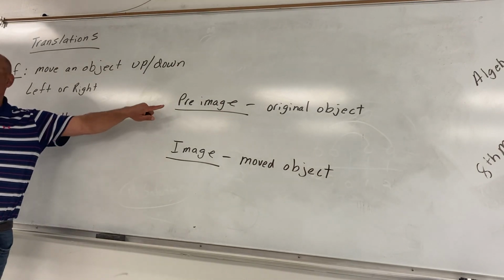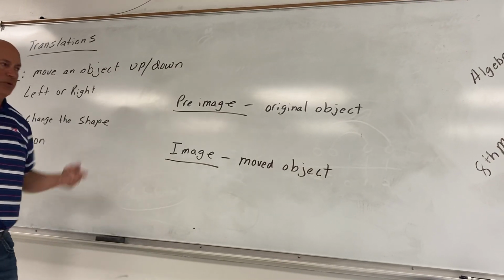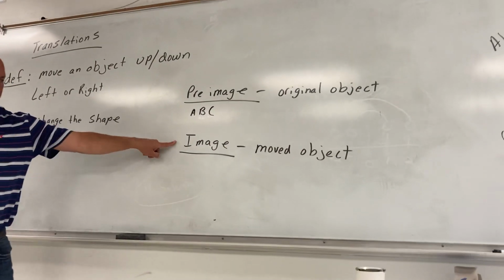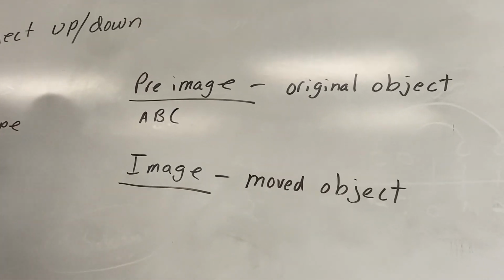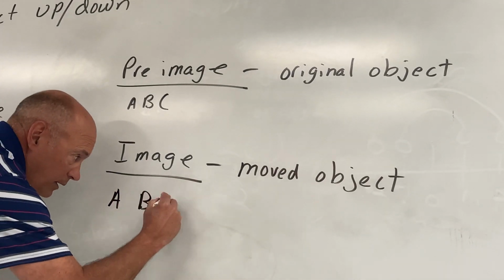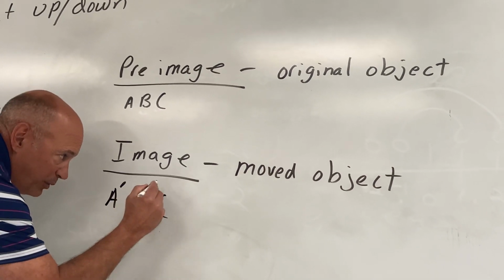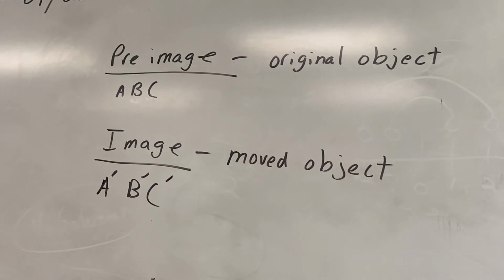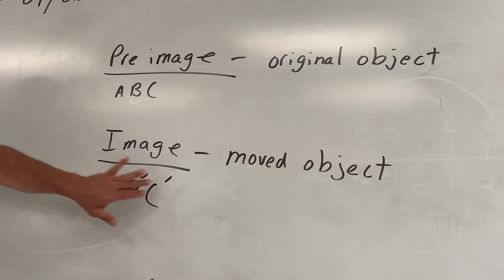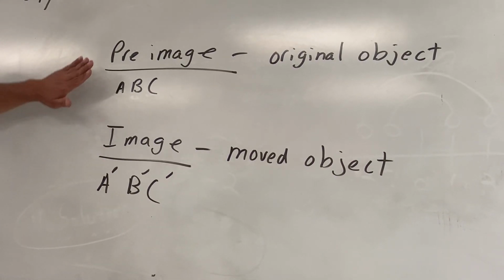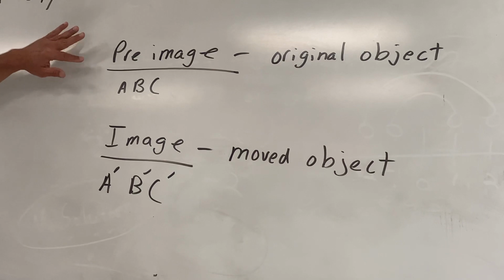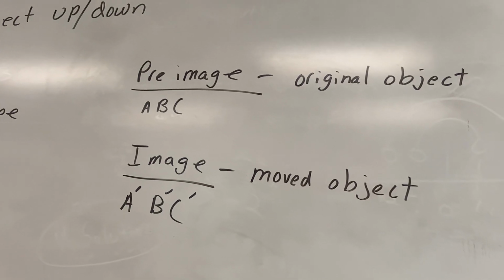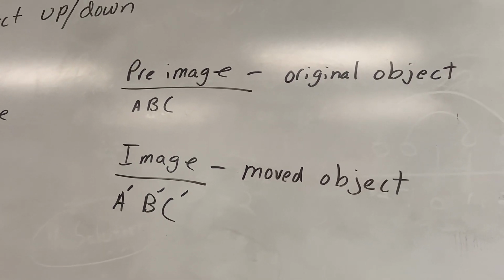All right, and the original picture, the pre-image, will always have some letters on it like A, B, C, whatever. The new image also needs some letters, but we can't use the same ones. We're going to call them A prime, B prime, C prime. They have a little asterisk kind of going at an angle. Those are called primes. This is always with the image. The original one does not have the primes. It's just A, B, C. All right, are there any questions so far? All right, now we're done with the notes part.